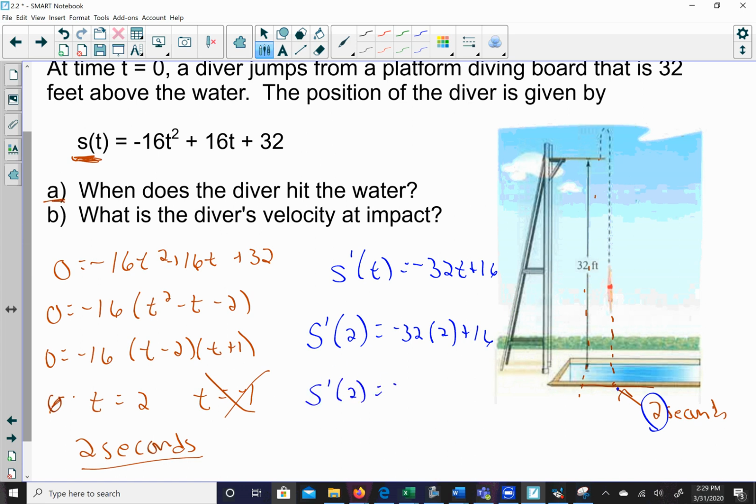And when I do that, I end up with negative 48. And you're so trained in math to think, wait, can I have a negative number? And the answer is yes, because this is your rate of change, which means this negative means that you're going down, which the diver is going down. Gravity makes him go down. So that means he's going 48 feet per second. The negative means that he's falling. So his velocity is negative 48 feet per second.